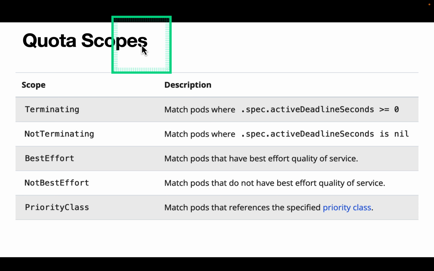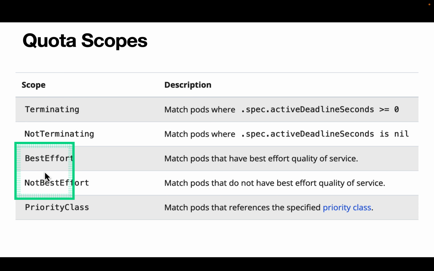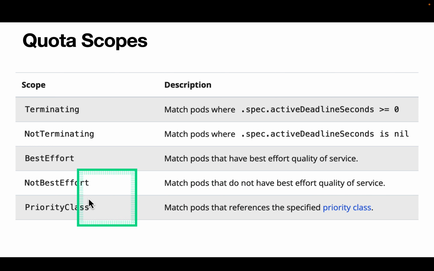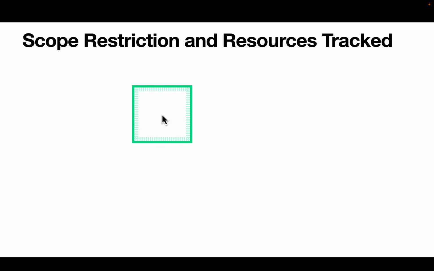So these are some quota scopes. We have terminating, not terminating, best effort, not best effort, and priority class, and they match some specification within the pod. Terminating matches pods where .spec.activeDeadlineSeconds is greater than or equal to 0. Not terminating matches pods where .spec.activeDeadlineSeconds is nil. Best effort matches pods that have the best effort quality of service. Not best effort matches pods that do not have best effort quality of service. And priority class matches pods that reference the specified priority class.